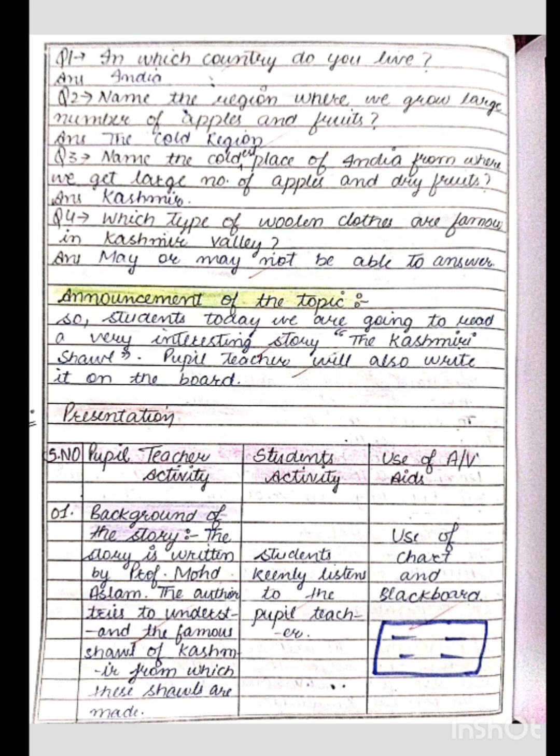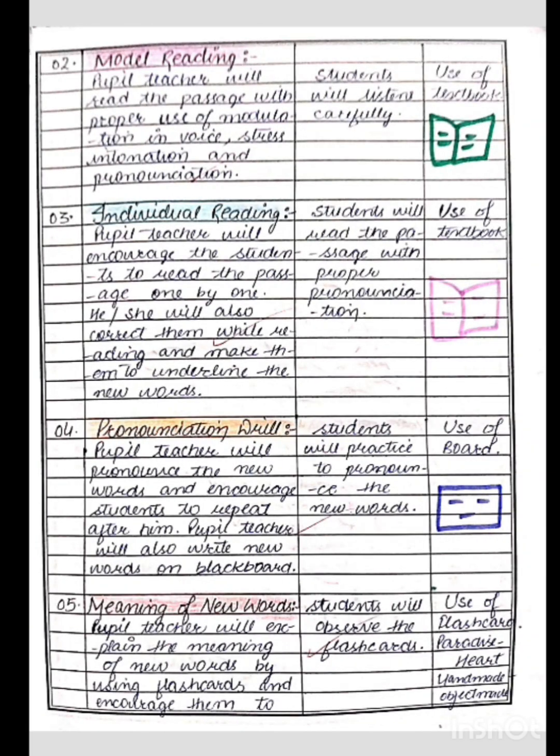Firstly we will explain the background of the story, that it is written by Professor Muhammad Aslam. The author wants to describe the famous shawls of Kashmir. In the student part you have to write that students keenly listen to the pupil teacher, with use of chart while explaining the background. The second one is model reading. Simply with the help of the book you can read the lesson and students listen carefully.